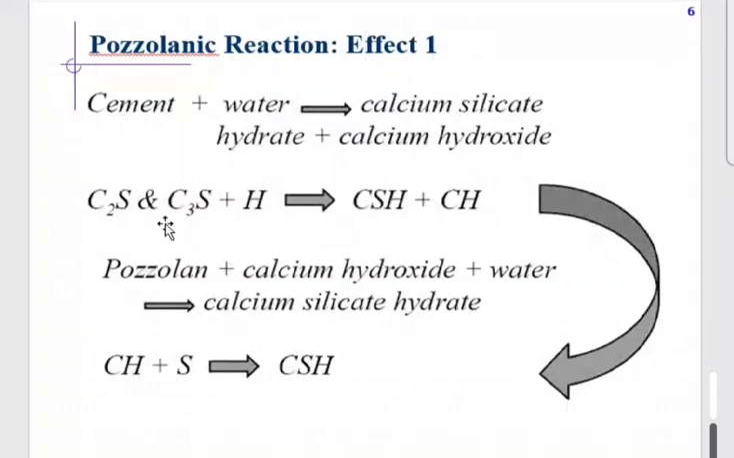So if you see over here, they make CSH and CH. Then this CH will react with the pozzolan in presence of water. It will again make the calcium silicate hydrate. So this first reaction is the reaction of what? Cement. The second reaction is the reaction of supplementary cementitious materials. So are you okay with this, students?